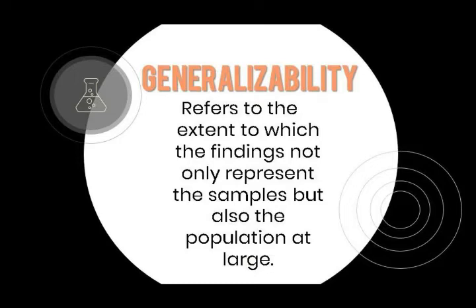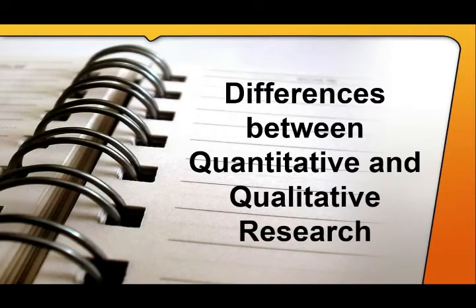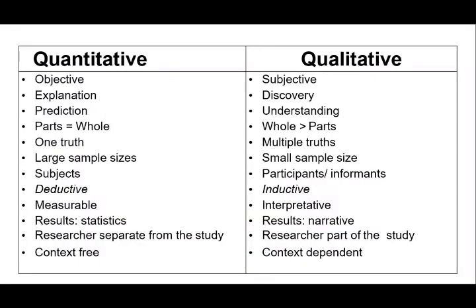So, what is generalizability, as we mentioned? It refers to the extent to which the findings not only represent the samples that we had, but also the population at large. Now let's discuss the differences between quantitative and qualitative research. We already discussed qualitative research in Practical Research 1, and as you can see on the right, that's qualitative. On the left, we have quantitative. Let's take a look.